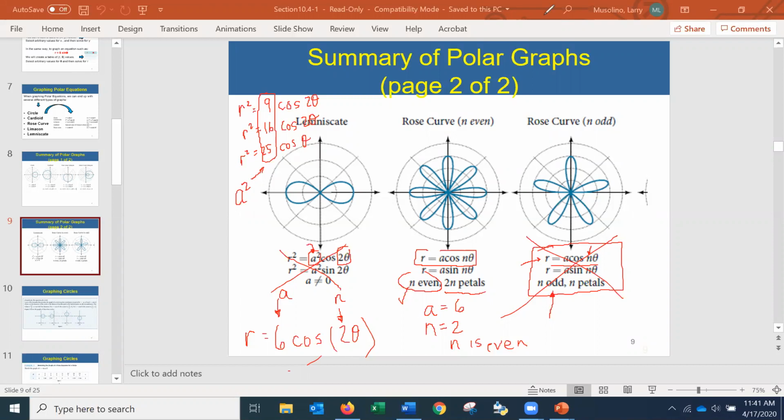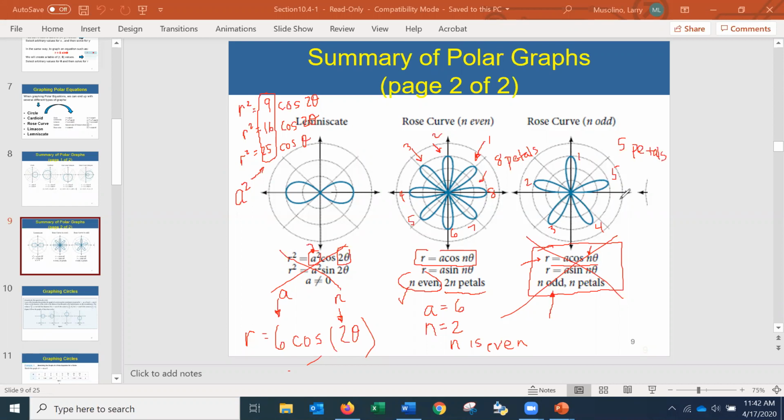Petals are like these separate leaves coming off the graph. For example, in this diagram there's 1, 2, 3, 4, 5, 6, 7, 8 petals. On this diagram over here, there's 5. I'm just counting them up. So this diagram over here on the right is 5 petals.